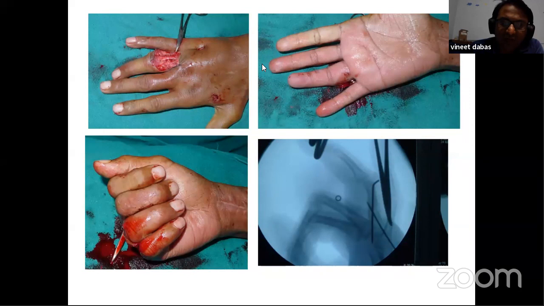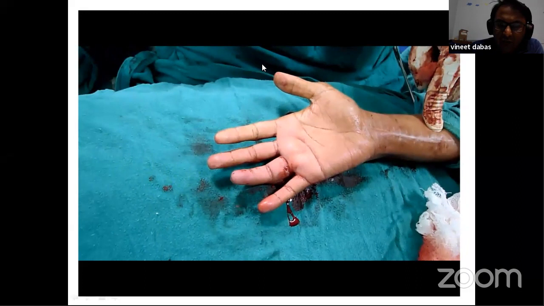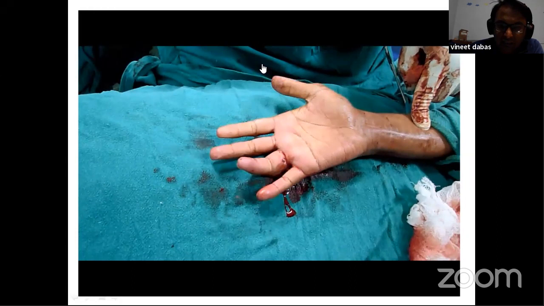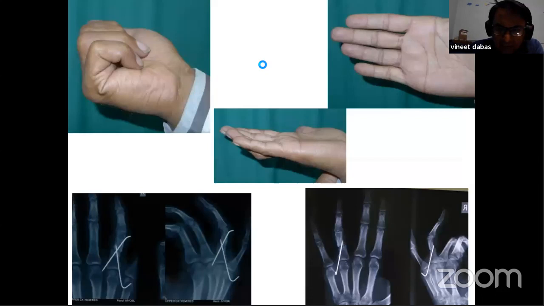A short video of intraoperative movement of the patient. This is during the surgery, and one of the advantages of doing the surgery under WALANT. And this is the result at 3 months. We can see that the fracture united well. There was no loss of reduction, and I could mobilize the patient early.